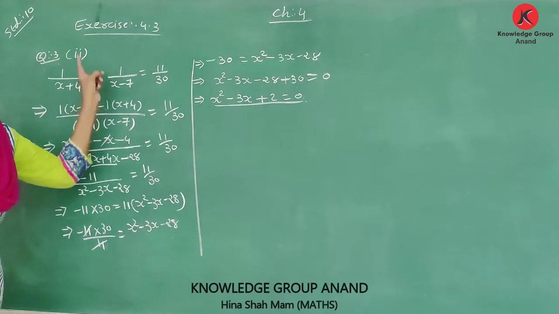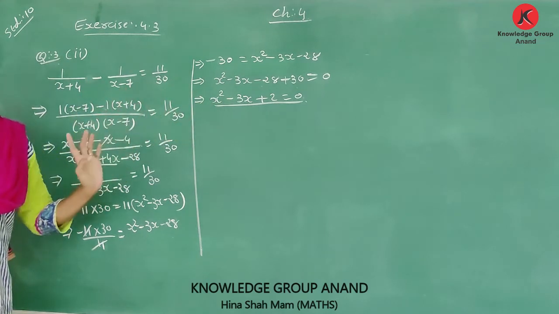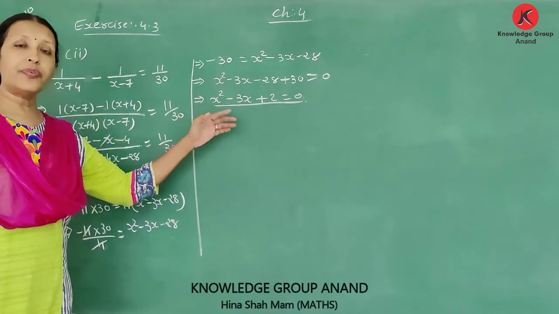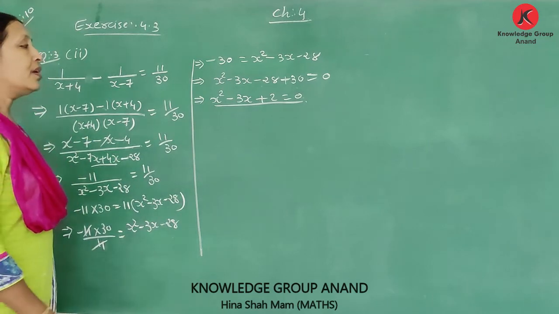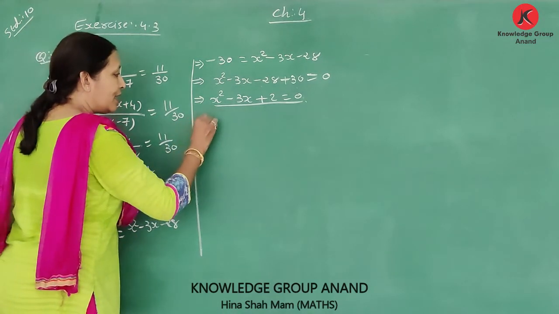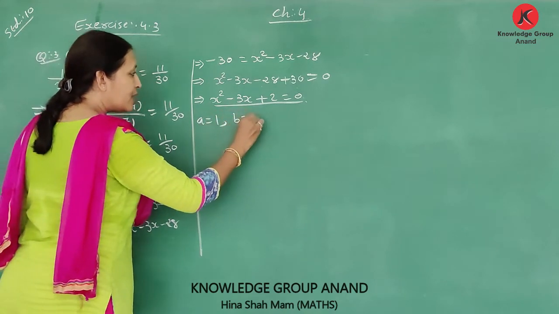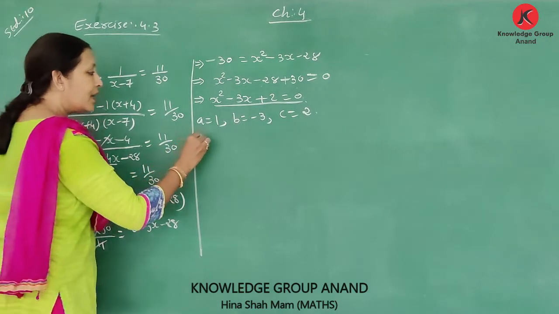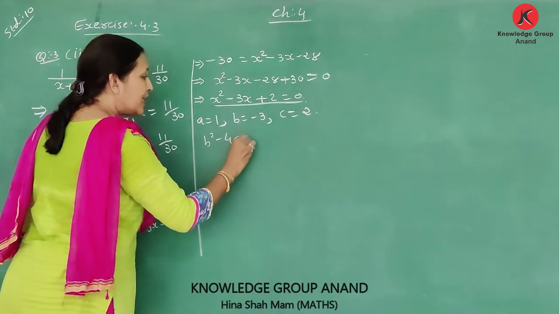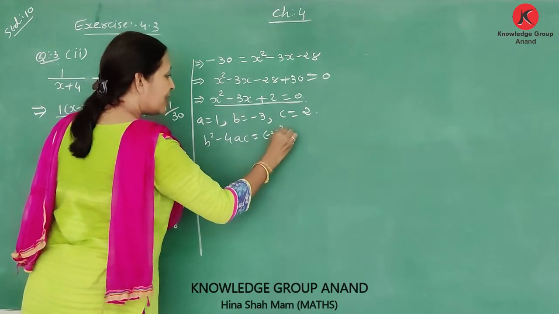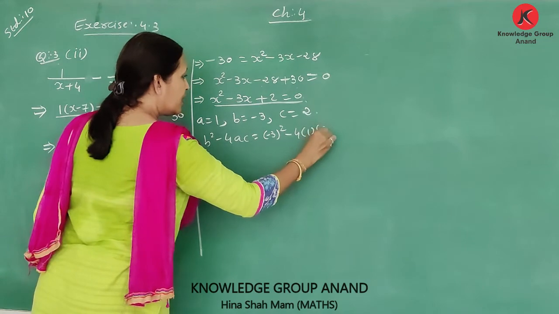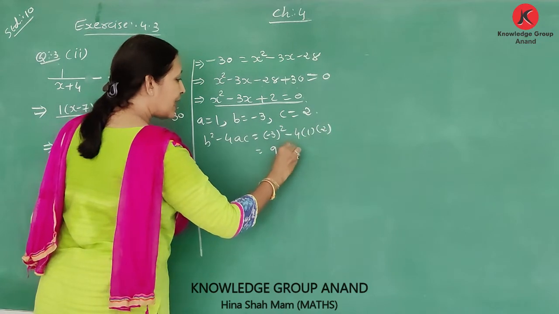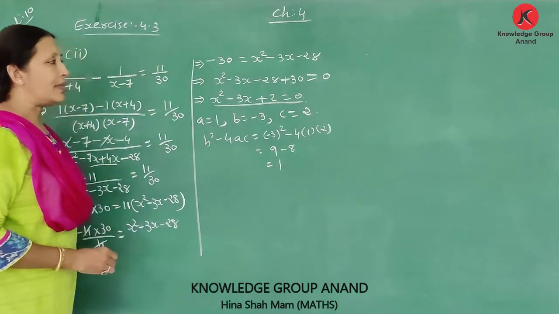Now we simplify this and get our quadratic equation. We start to find the roots of the quadratic equation by using this formula. Indicate a is equals to 1, b equals to minus 3, c is equals to 2. b square minus 4ac is equals to minus 3 square minus 4 into 1 into 2. Minus 3 square is 9, minus 4 ones are 4, twos are 8, is equals to 1.